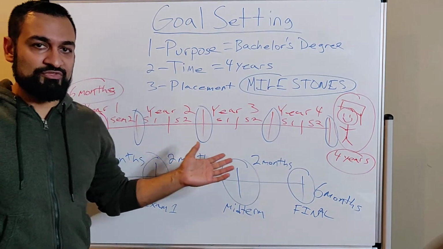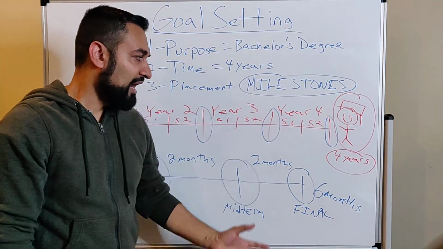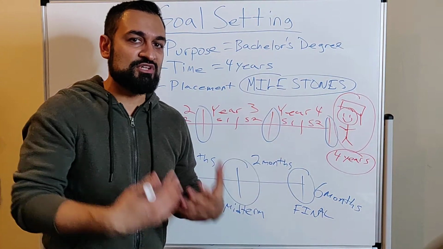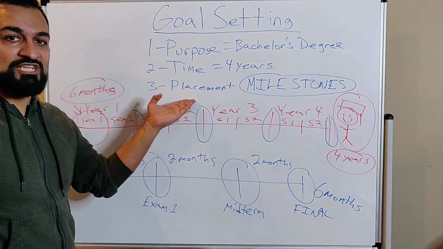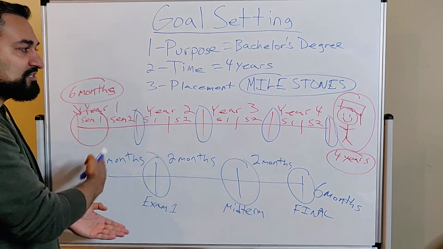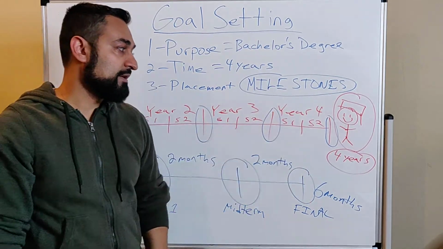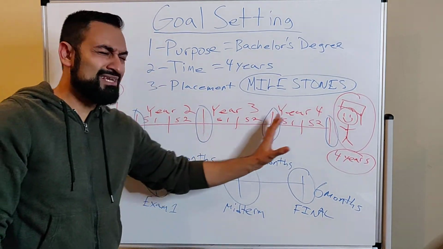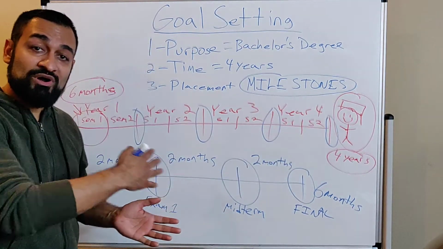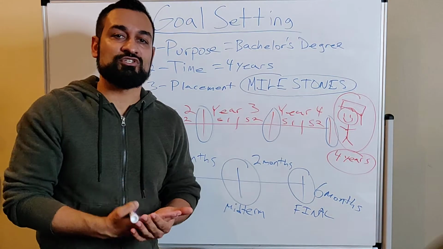Now, if I just stop there and I don't put the placement, there's no call to action. There's nothing to push me forward. I don't know where I fall. That's why placement is very, very important. I need to know now, where do I fall within this 4-year period? Am I in the beginning? Am I somewhere in the middle? Or am I near towards the end somewhere? But wherever I am, I need to know this so I'm able to finish that goal.